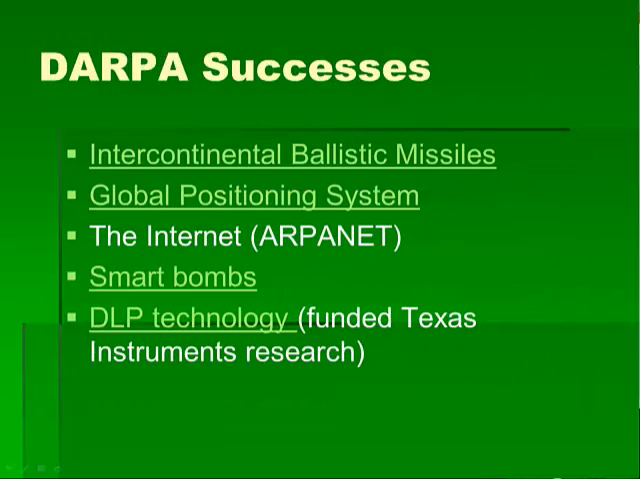So DARPA has been successful in a number of areas, in what eventually became the Global Positioning System, or GPS. It was very important in improving the accuracy of intercontinental ballistic missiles, helped to create the internet, smart bombs, and other types of smart munitions, and also funded some display technologies that eventually were successful, such as digital light processors and that type of television display.